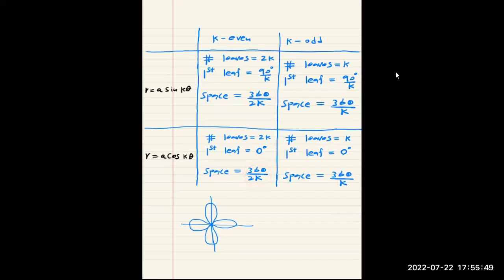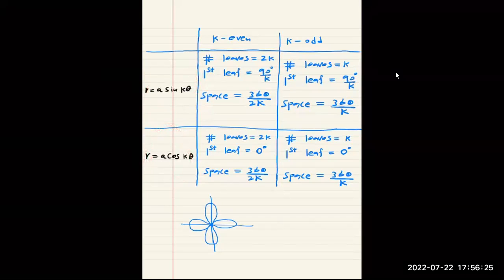In the odd case, when you have sine, the number of leaves is just k, this coefficient k, the first leaf occurs at 90 over k, and the space between two leaves is 360 divided by k. In the case of cosine, the number of leaves will be k, the first leaf occurs at angle 0, and the space between two leaves will be 360 over k. So with this table, it is very easy to graph functions of this form.